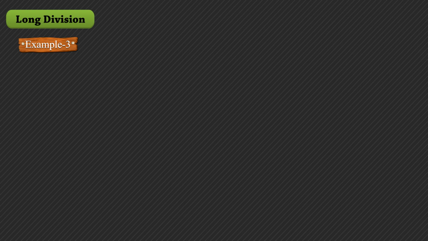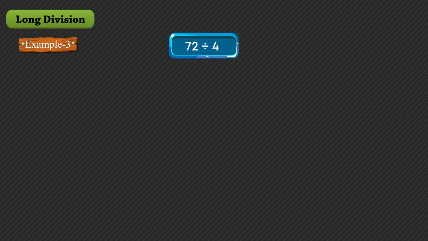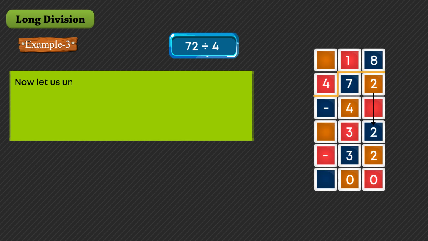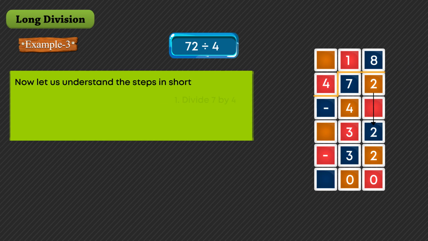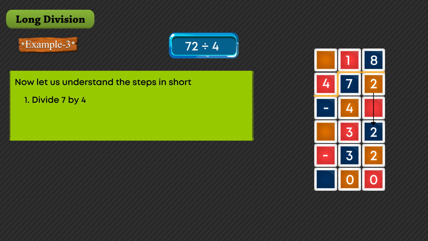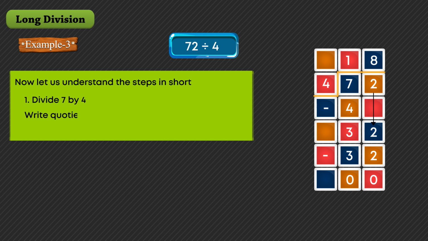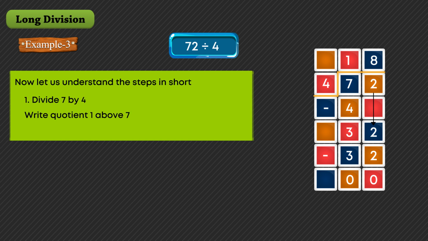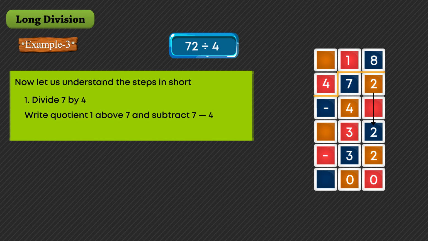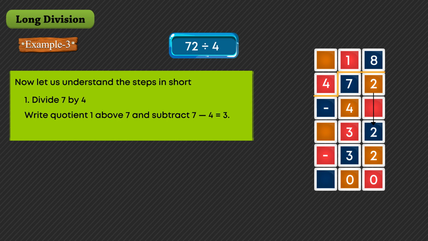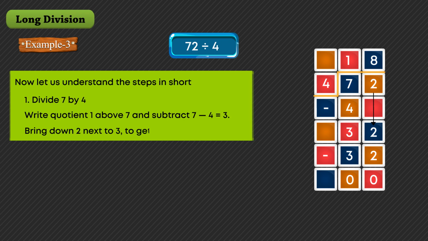Example 3. 72 divided by 4. Now let us understand the steps in short. 1. Divide 7 by 4. Write quotient 1 above 7 and subtract 7 minus 4 is equal to 3. Bring down 2 next to 3 to get 32.